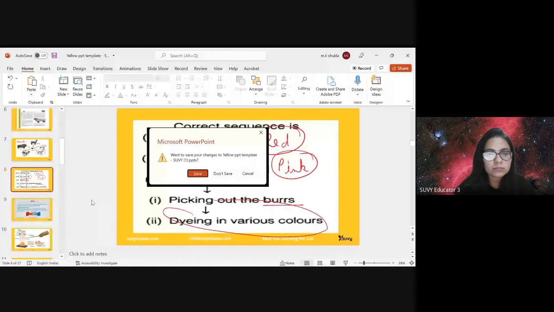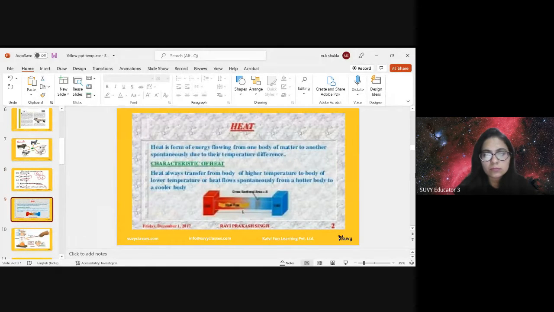Now we'll move to the next topic, that is heat. That is chapter number 4 of your NCERT. We'll move to that chapter. This is your heat. Heat is a form of energy flowing from one body of matter to another spontaneously due to their temperature difference. You all have felt the heat now that summer has come, so it is very hot all around.